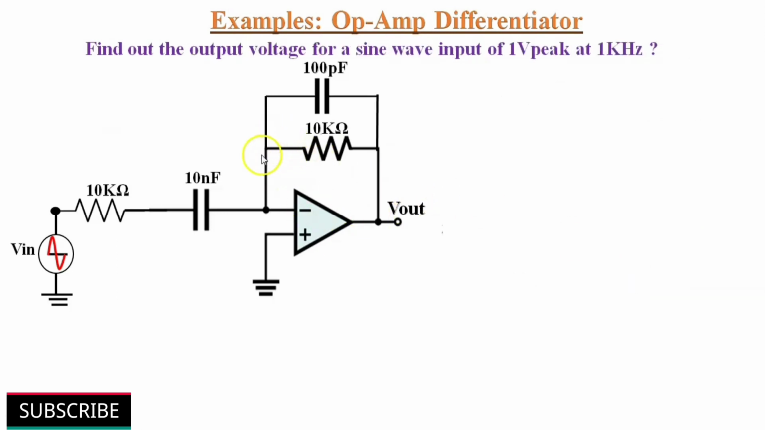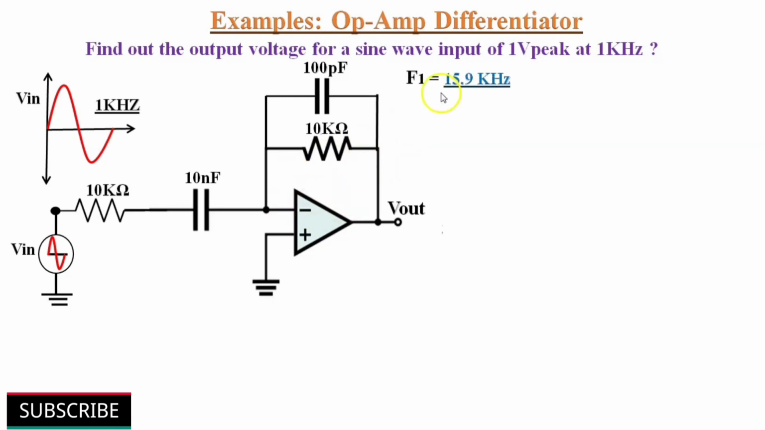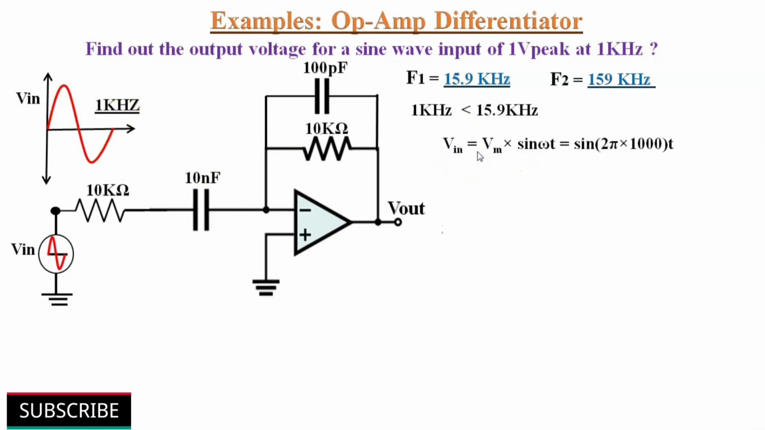Here also the same differentiator circuit, but our input signal is a sine wave of 1 volt peak and 1 kilohertz frequency. We need to find out the output voltage. Because of the same circuit, here the same cutoff frequencies: F1 equal to 15.9 kilohertz and F2 equal to 159 kilohertz. So here our input signal frequency of 1 kilohertz is much lesser than 15.9 kilohertz. So we can ensure proper differentiation of the input signal. Here we can write Vin as Vm multiplied by sine omega t, that equals sine 2 pi 1000 t.